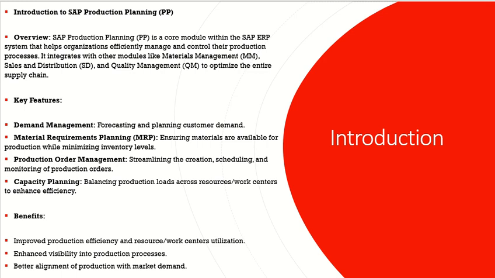Some of the key features of SAP production planning: demand management, material requirement planning, production order management, capacity planning. In demand management, what the system does is forecasting and planning customer demand, ensuring material is available for production while minimizing inventory levels. In production order management, it streamlines the creation, scheduling and monitoring of production orders. Capacity planning balances the production load across resource work centers to enhance efficiency.